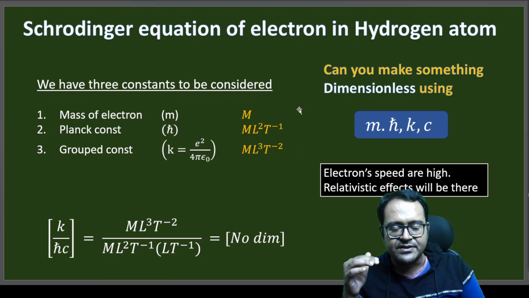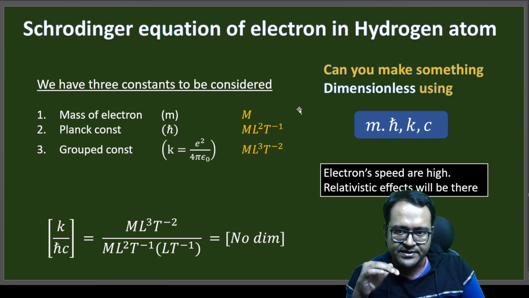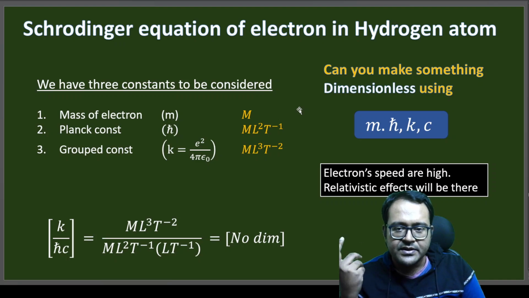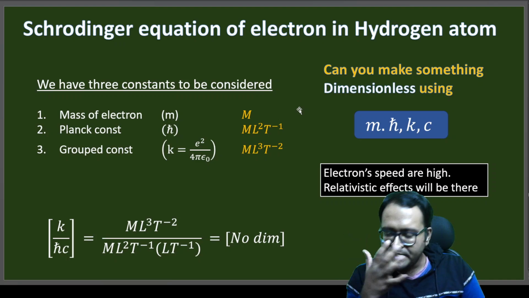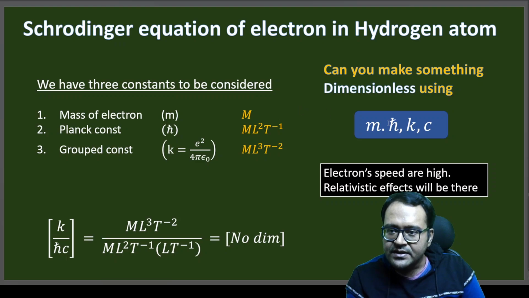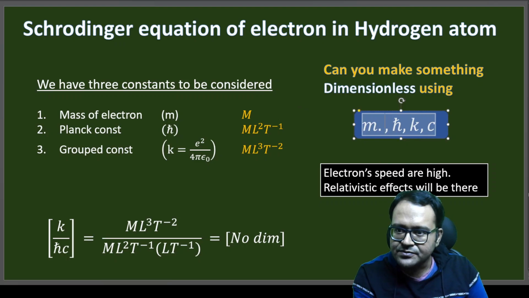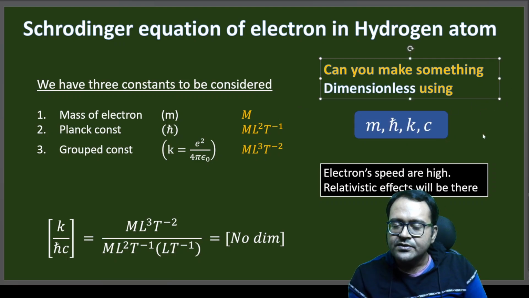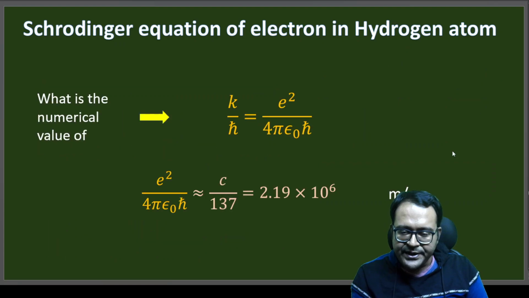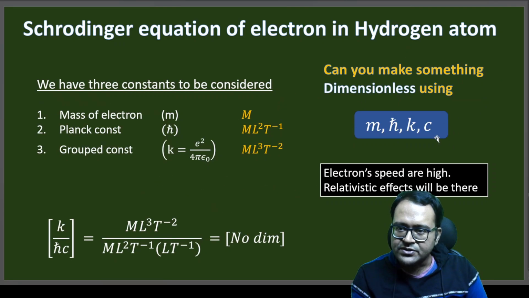There could be an interesting study of this. I have already seen it in many books. So if you are interested, you can do a Google search. But my question right now for you is, as we already know the relativistic effect might be important, can you make something dimensionless using the mass of the electron, h bar, that Coulombic k, and the velocity of light?